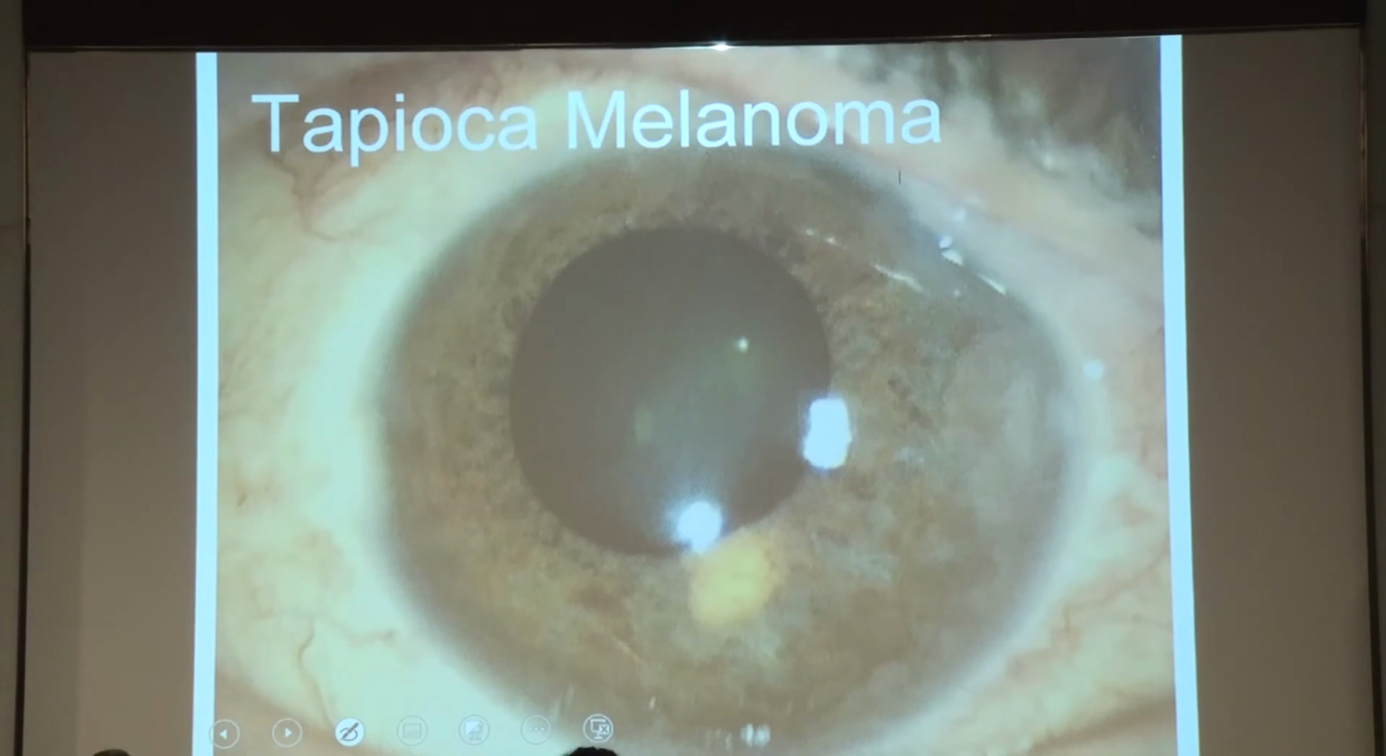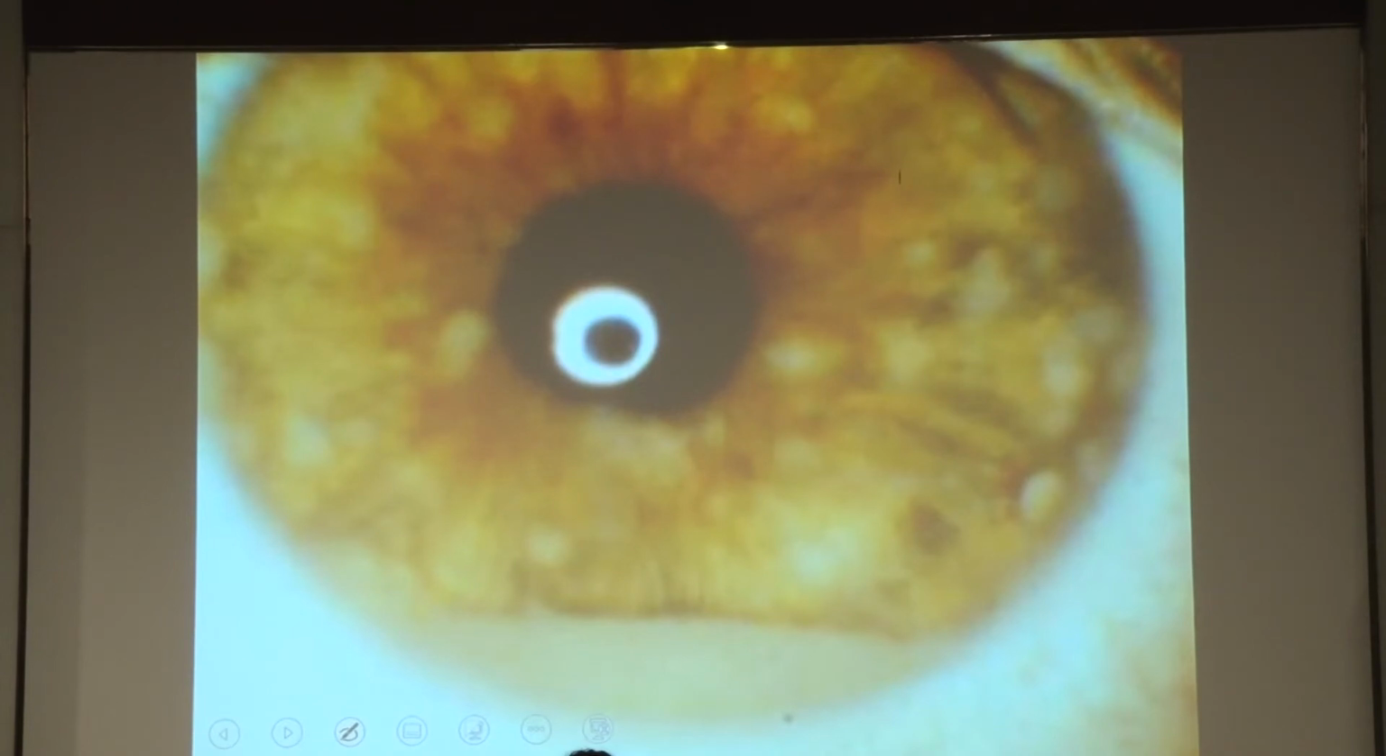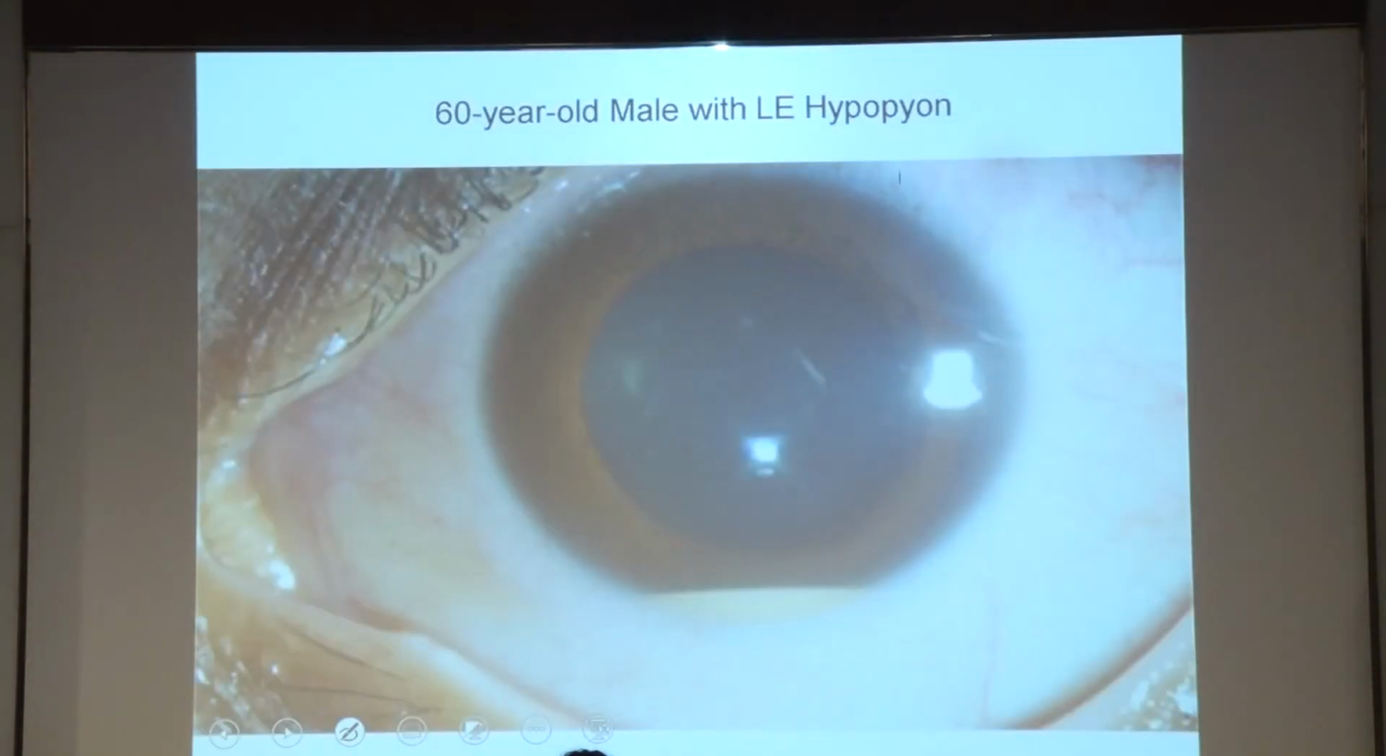This patient also has multiple nodular excrescences on the iris, but this was a variant of melanoma called tapioca melanoma. You can see on imaging that there are excrescent nodules. This patient presented with hypopyon, yellow hypopyon with multiple iris nodules. He had a colon malignancy, colonic cancer with metastasis to the iris.